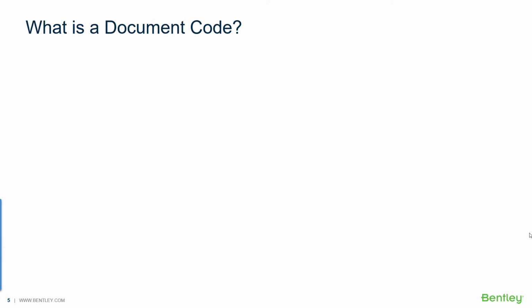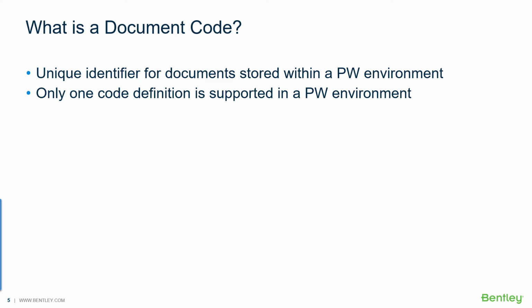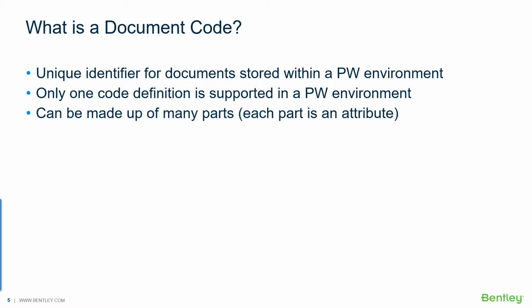So now let's look at what is a document code. A document code is a unique identifier for documents stored within the ProjectWise environment. There can be only one code definition. Only one code definition is supported within a ProjectWise environment. A code can be made up of many parts. Each part is an attribute in ProjectWise.